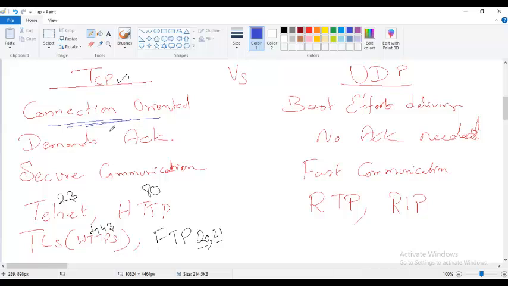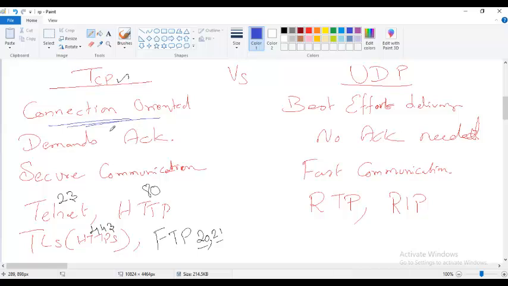If the service is a fast service, like voice mail or online classes, online meet, WebEx, or video conferencing. These are all live telecast, live broadcast, all this live stuff, they all need UDP only. TCP won't suit there.